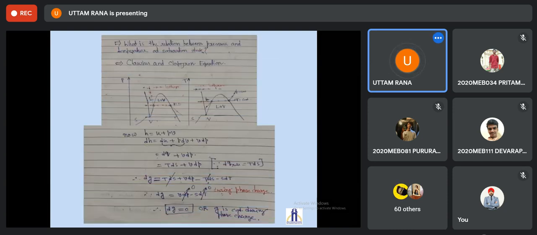Now, today we'll be talking about a small topic. There are two more theoretical topics we are supposed to discuss. One is the Gibbs phase rule, that I will discuss in the next class with some other numerical problems. And the other small thing we'll be discussing now.